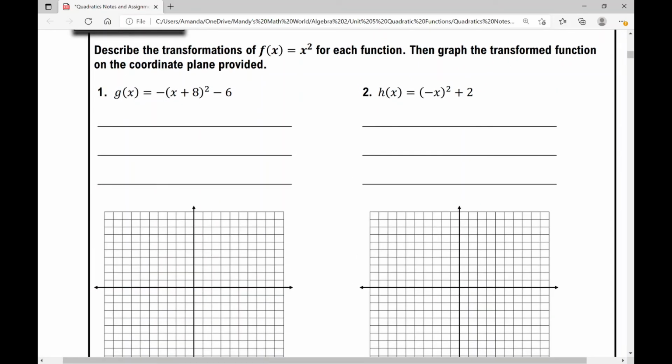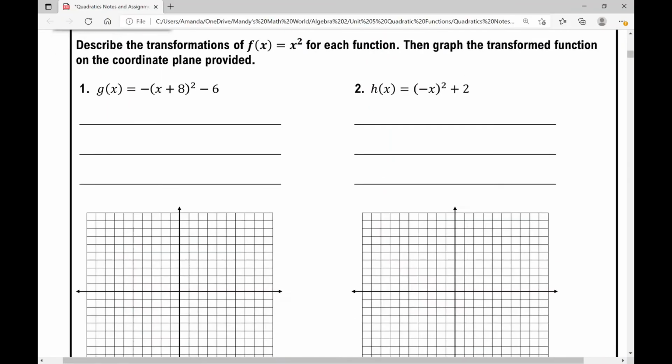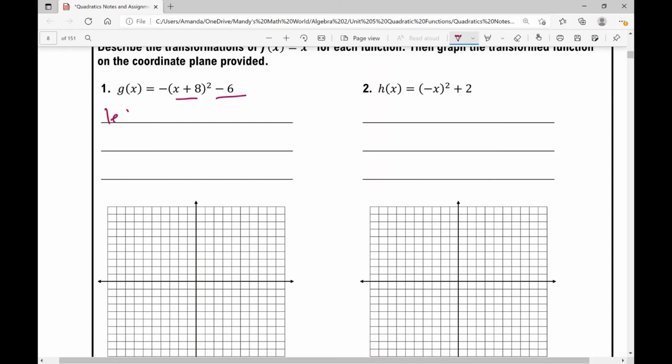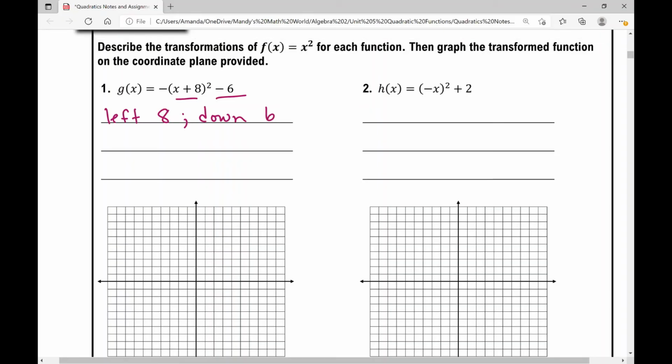This says describe the transformations of f of x equals x squared for each function, then graph the transformed function on the coordinate plane. So let's first describe the transformations that took place. I like to talk about the horizontal and vertical translations first, because that lets me know where my vertex is. So I know that it's going to move left 8 and down 6. Left 8 and down 6 tells me that my vertex is left 8, down 1, 2, 3, 4, 5, 6. That's where my vertex is.